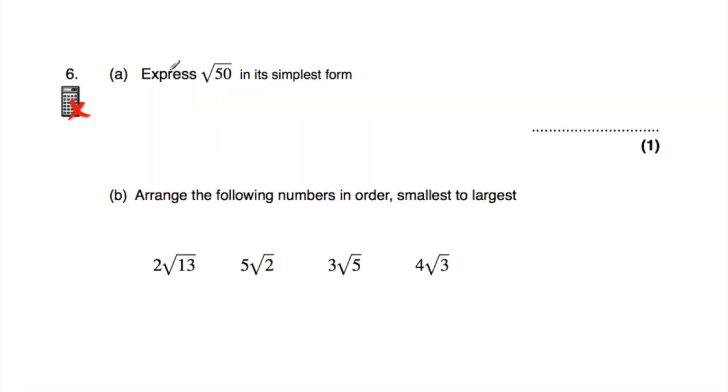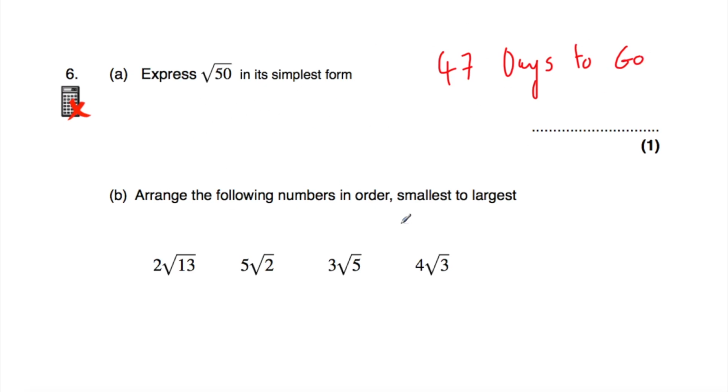Okay, question number 6. Question 6a says express root 50 in its simplest form. And then part B says arrange the following numbers in order, starting from the smallest and going to the largest. So this is a surds question. If you need any extra help on surds, if you go to 47 days to go, that goes through surds in a lot more detail.